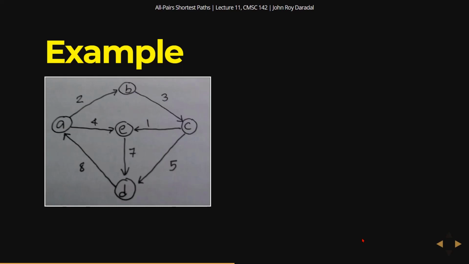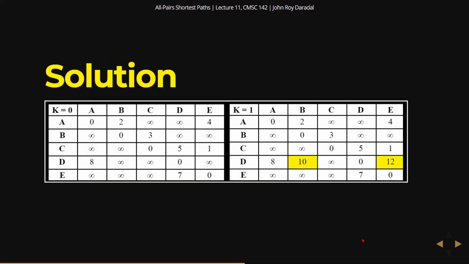Okay, so given this graph, what Floyd-Warshall algorithm will do, as you'll see in the demo, is that it will compute for k is equal to 0. So it will start with zeros along the diagonals, and then the rest of the values are the edge weights.